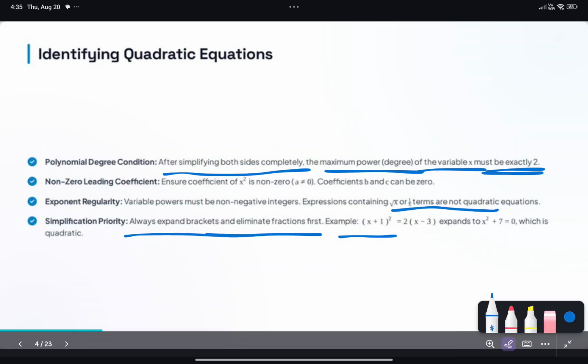Here the x plus 1 whole square is there. We have to expand. How? This is in the form of a plus b whole square. X square plus 1 plus 2x only. Clear? Sometimes the equation contains fractions. We have to solve those fractions. Sure? Do you have any doubt?